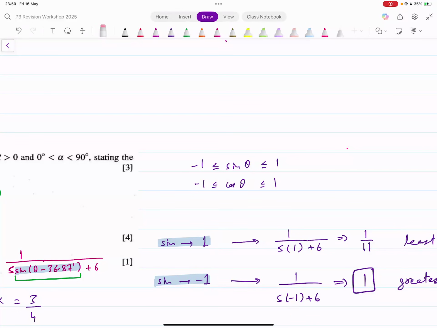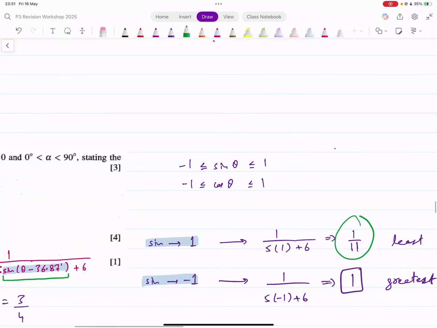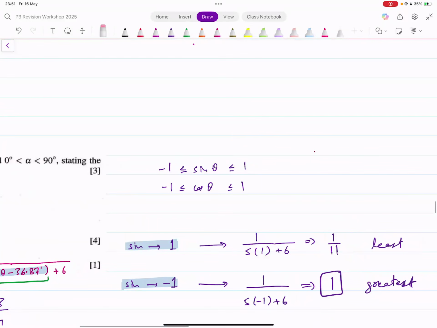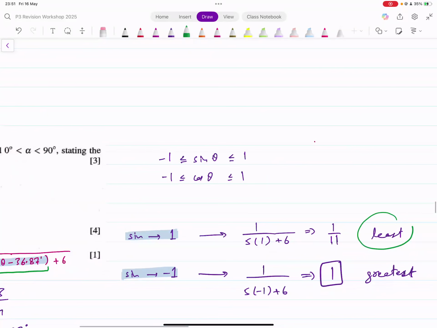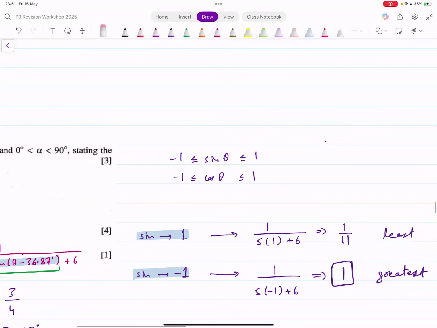When we input 1, we get a result that is 1 over 11 from that. When we input -1, we get 1 from that. Now, the smaller value is going to be the least value of this fraction. The greater value is going to be the greatest possible value of this fraction. We were looking for the greatest value, and that's 1. That's the solution that we've got for this, right?